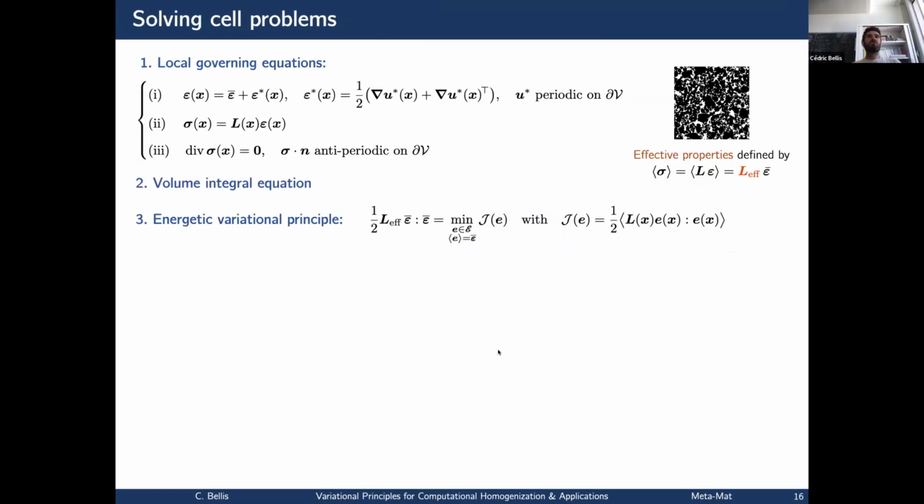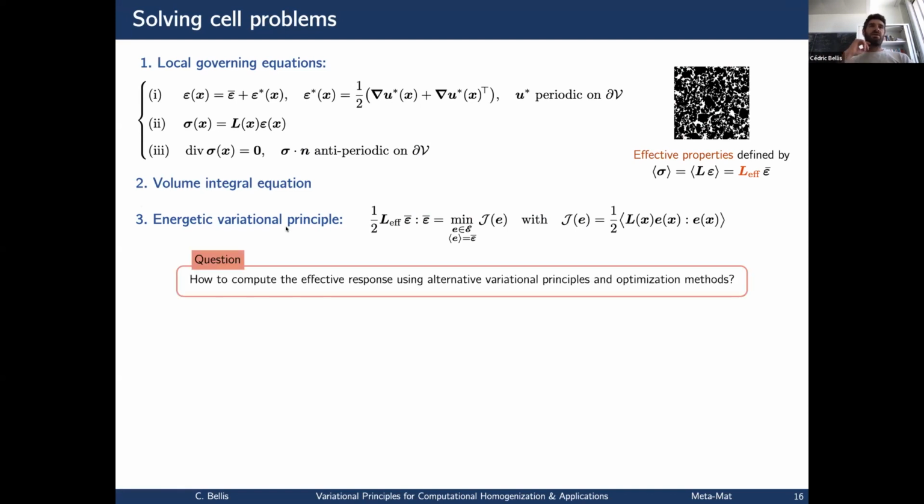Okay, so now we have these three equivalent formulations of the forward problem: the local governing equations, the volume integral equation, and the energetic variational principle. In this context, we can ask ourselves how to compute the effective response using some alternative variational principle where we can relax some of the equations of the problem.